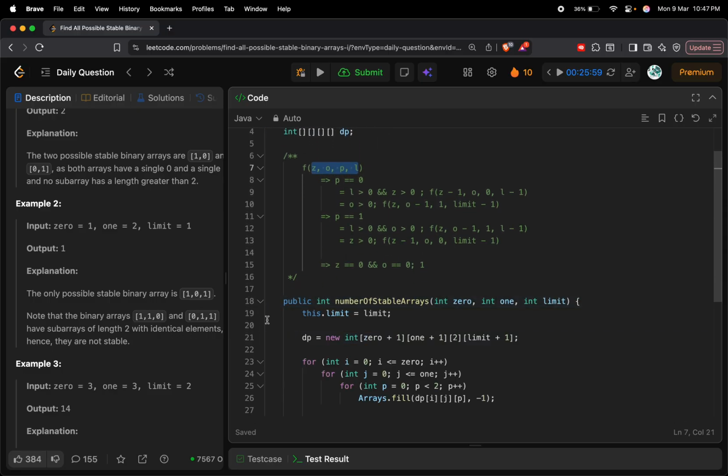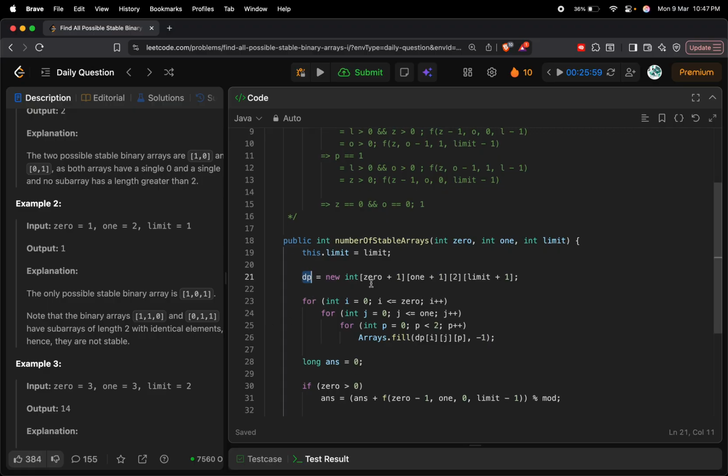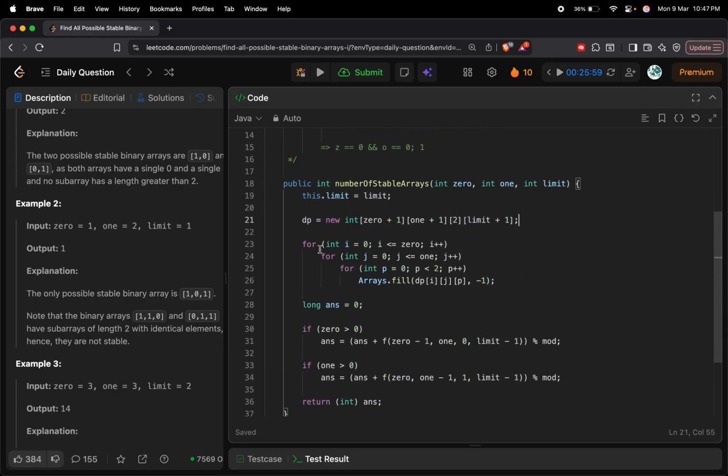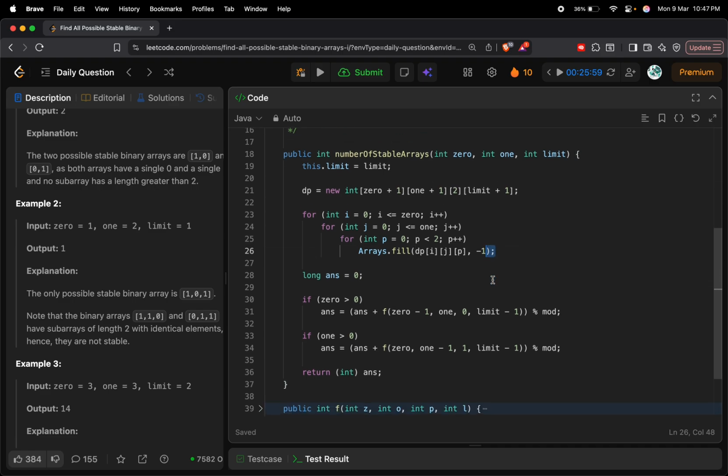So if you see, my DP array will be of zeros plus 1, ones plus 1, 2 states, and limit plus 1, and then I just filled all my DP array with -1, indicating that the answer to none of this is already calculated.